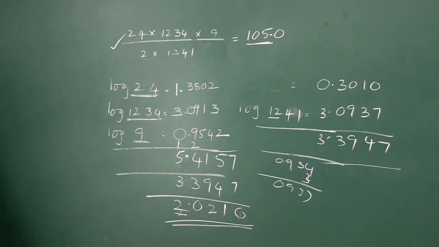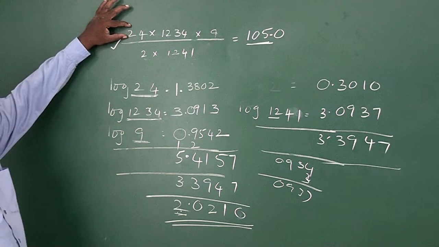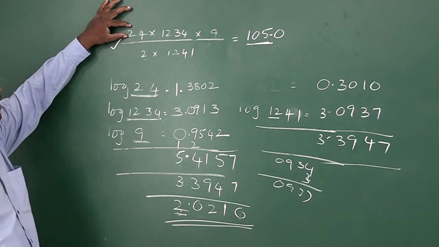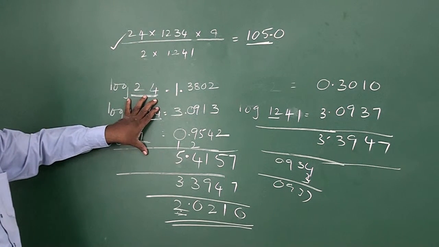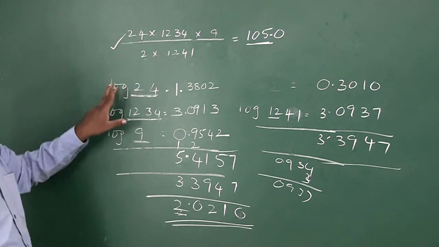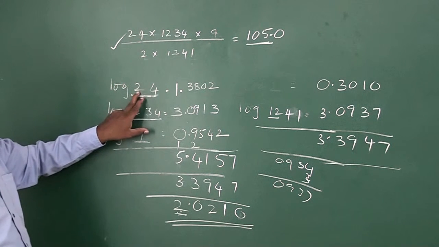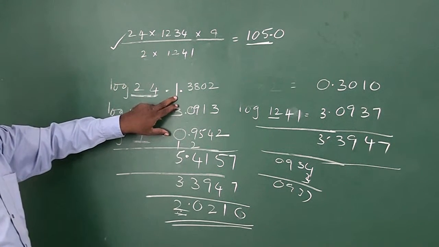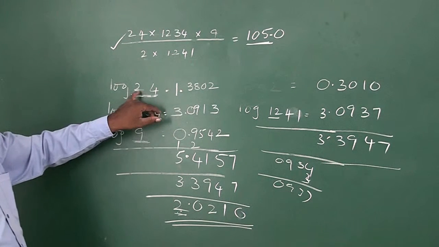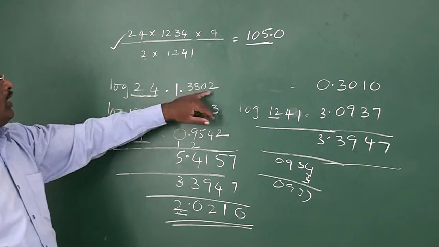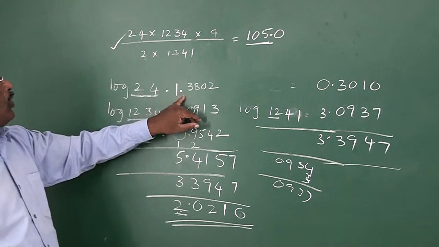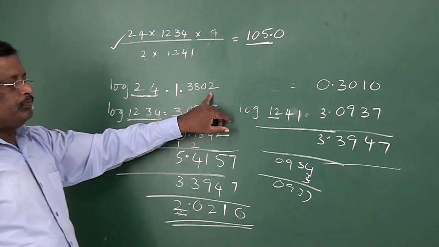First, you have to convert these values into logarithmic values. If they are multiplication, you add all those things. Log 24: it is a 2-digit number, so its characteristic is 1. In logarithmic tables, 24 against 0 is 3802. That's why the log 24 value is 1.3802.